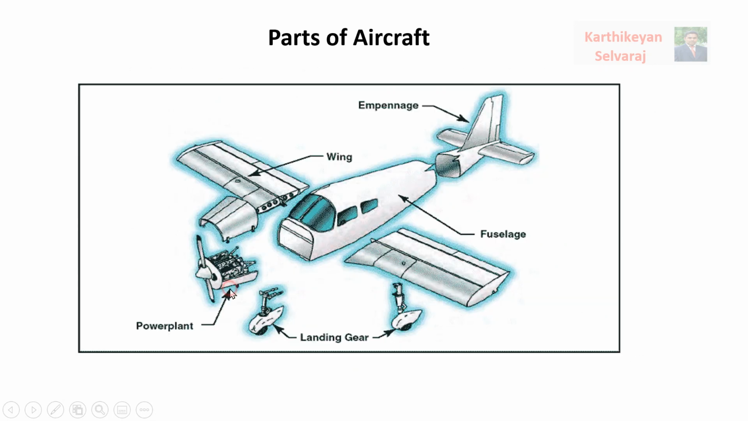And in this picture we will be told about the meaning of the empennage. So empennage is nothing but the total tail portion of the aircraft. That includes the horizontal stabilizer and vertical stabilizer. Other parts are similar to the previous slides, so we don't want to spend time on them. We only want to know the meaning of the empennage from this picture.